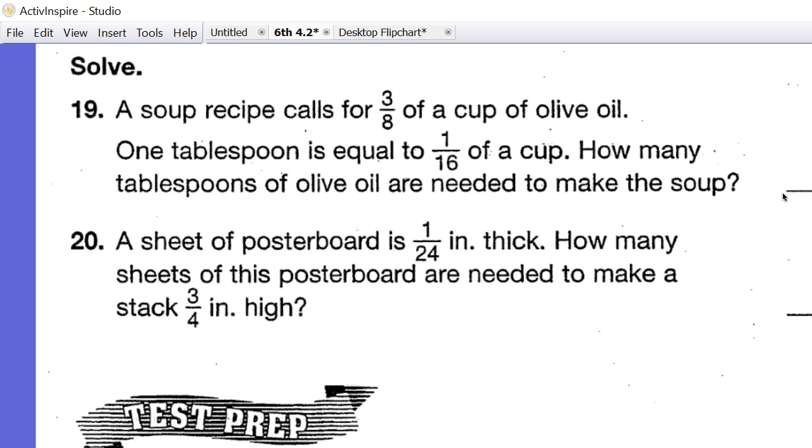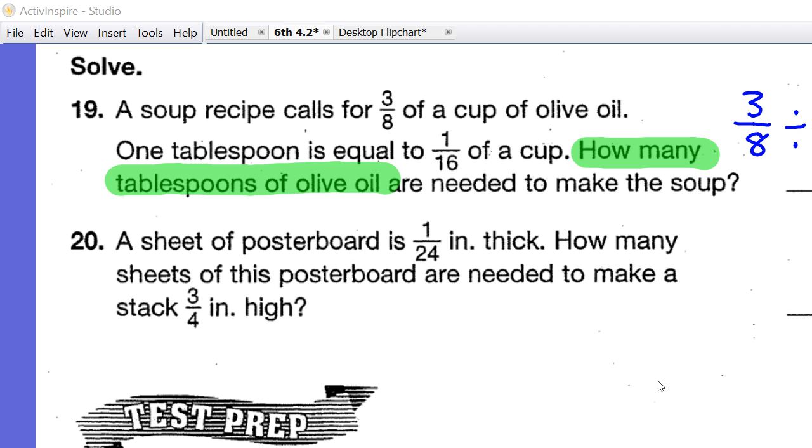The question is, a soup recipe calls for 3/8 of a cup of olive oil. 1 tablespoon is equal to 1/16 of a cup. How many tablespoons of olive oil are needed to make the soup? Now, like I said before, it doesn't directly tell you in which order to set this up. There is a bit of a hint. This sentence right here, how many tablespoons of olive oil? And while it doesn't directly say this, it kind of implies how many tablespoons of olive oil would go into 3/8 of a cup of olive oil. In other words, what you're supposed to do on this is take 3/8 and divide by 1/16.